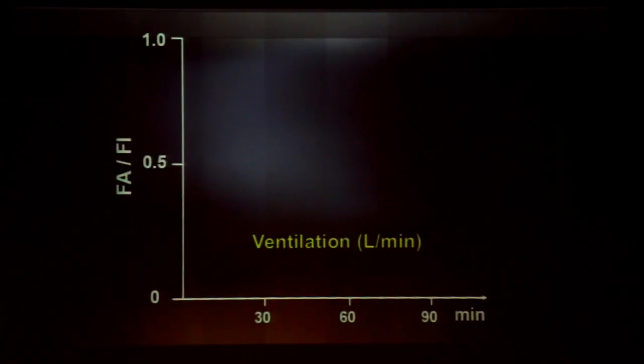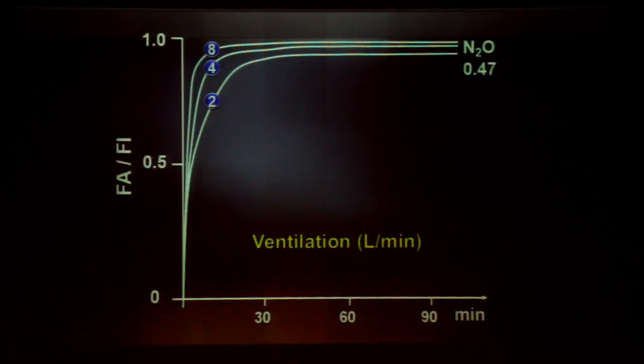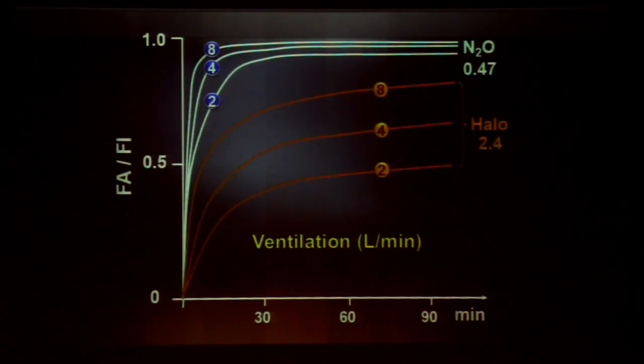Now what's the effect of ventilation? Of course it's very simple to understand that if you have a higher ventilation rate, then the Fa-Fi ratios are achieved much earlier. But it doesn't make much difference when the gas is insoluble, like nitrous oxide. But if it is a soluble agent, then it makes a lot of difference. So if the patient has a higher alveolar ventilation, then you will be able to achieve the anesthetic depth at a faster rate than when you give lower ventilation to these patients.